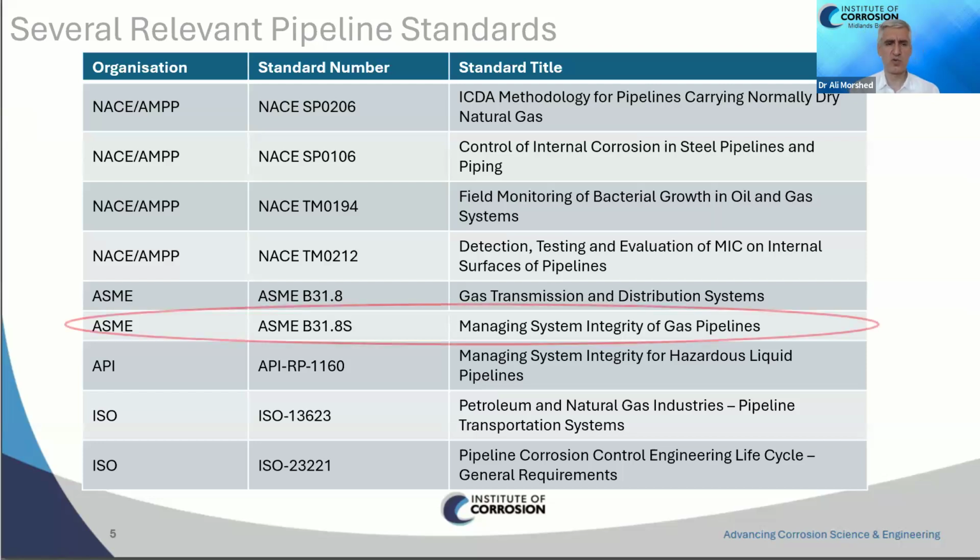And what I would like to highlight here is this ASME B31.8S, the supplement which was published after the ASME B31.8 had been available for a number of years. It's called Managing System Integrity of Gas Pipelines. What I would like to highlight about this particular standard is that it looks into corrosion and corrosion control from a brand new angle.